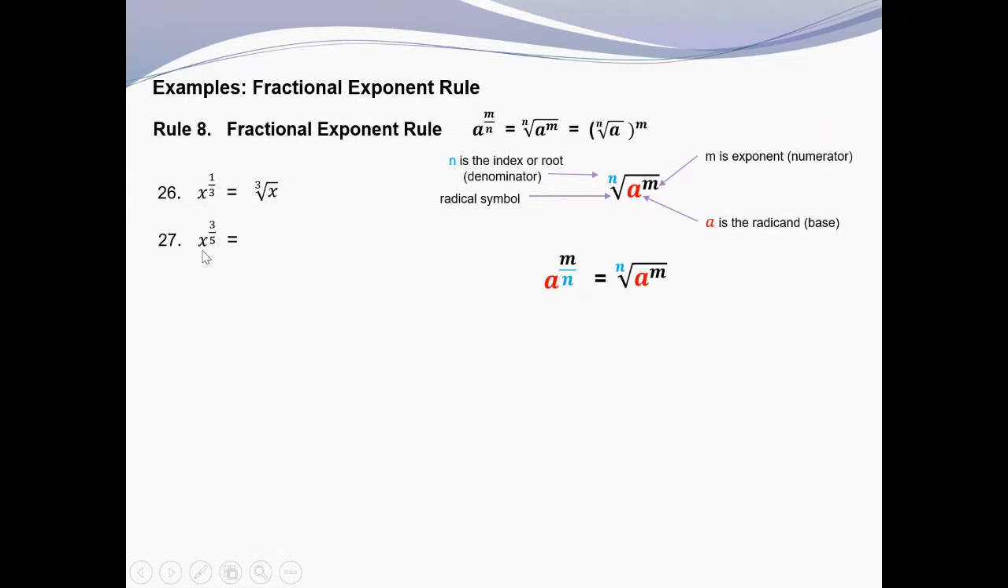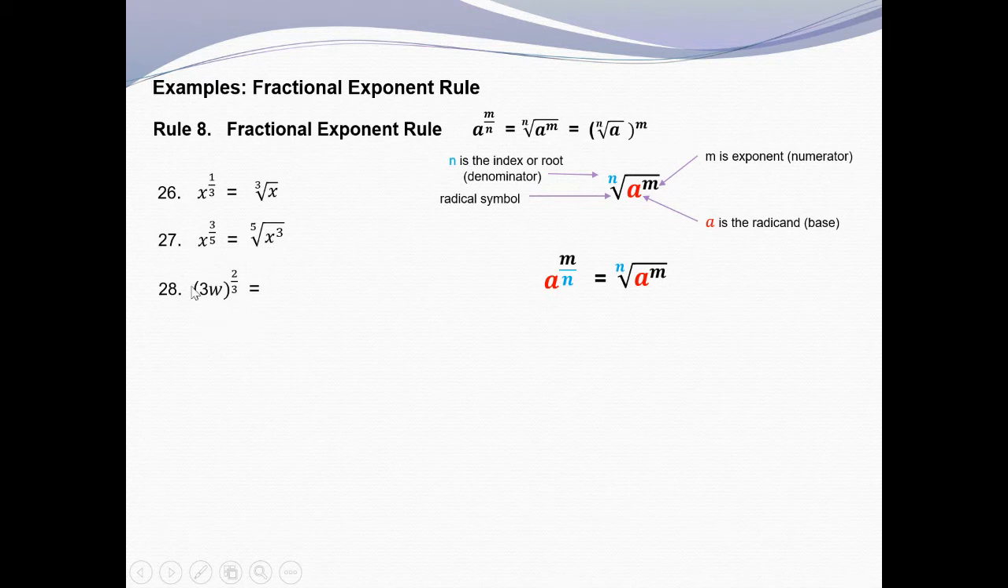Okay, now here, the x is my radicand, my 5 is my index, and the 3 is going to be my numerator. There's my answer, guys. You have to know how to go back and forth.